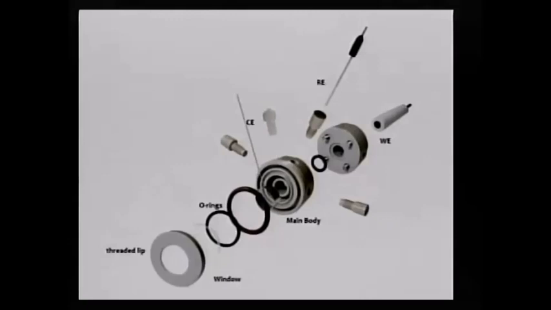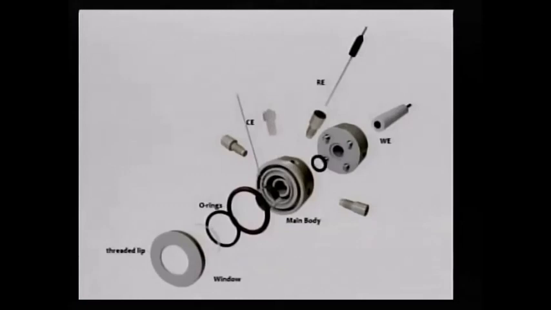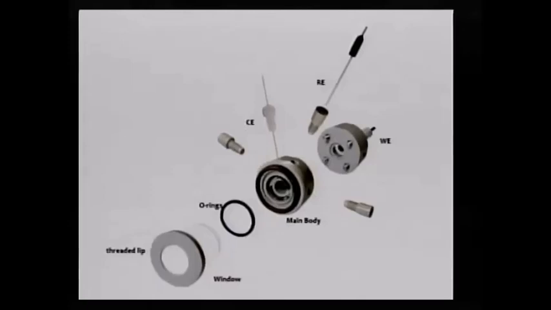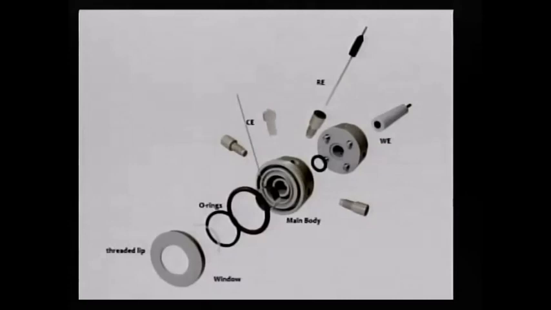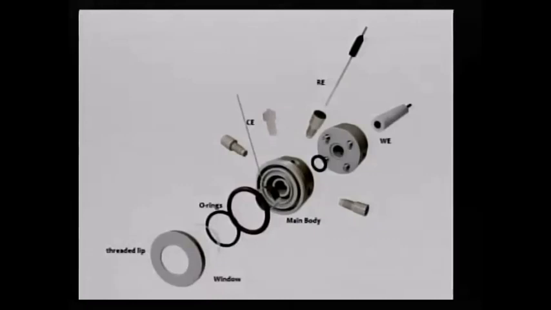We have a threaded lip. And then we have a window, O-ring, a counter electrode, the body, the reference electrode. Okay. So one important aspect of this cell is this structure. The window must be transparent to the light you are using in your experiment. So if you're going to perform, for example, FTIR, you need to put a window of calcium fluoride, but if you are going to do Raman, you have to use a quartz window. And we can change several windows here to perform the experiment.